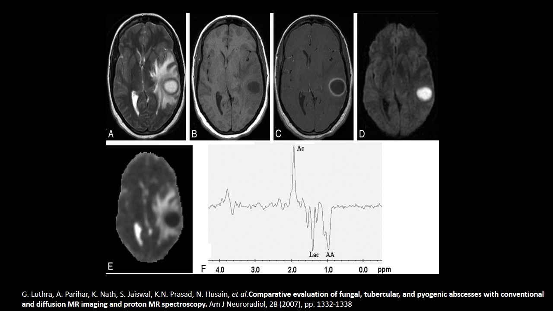This is another case of cerebellar abscess. The MR spectroscopy shows amino acid and lactate peaks at 0.9 and 1.3 ppm respectively. Also, we see an acetate peak at 1.9 ppm. This should not be mistaken for an NAA peak which is seen at 2 ppm.